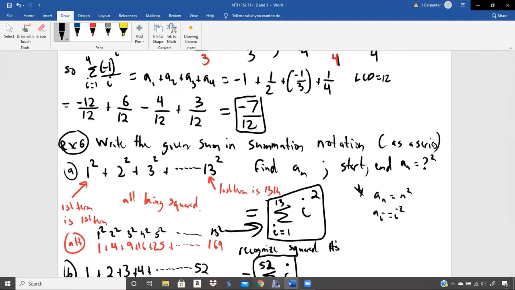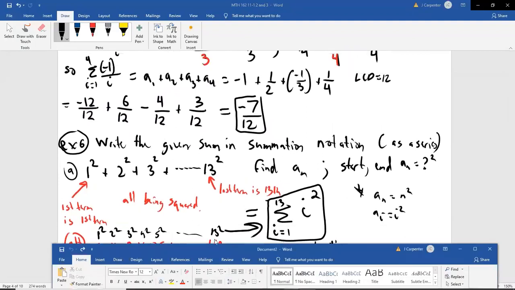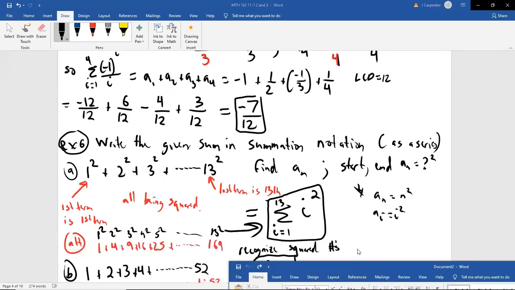All right, B. So an actual new example, just 1 plus 2 plus 3 plus 4 plus, and so on, up to 52. 52 is a pretty common number you see in math because it deals with cards. There's 52 cards in a standard deck, 13 of each suit, and then you get into all sorts of crazy probability theory.